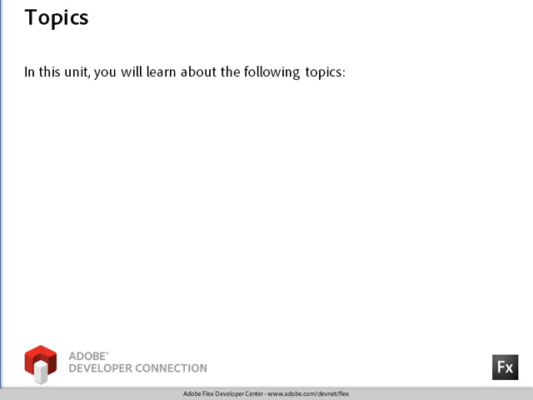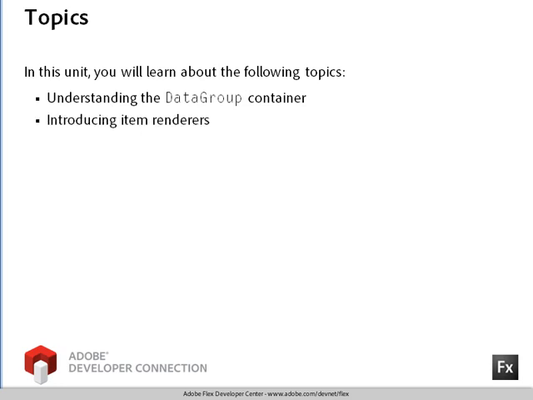On the first day of training, you learned about MX and Spark components, including the Spark containers like application, panel, and group. These containers are used to lay out and display other containers and visual controls. In this video, you will learn about the data group container, which also displays content but based on a defined set of data. You will also learn how to use two default Spark item renderers for the data group container that define a uniform repeatable display for each record in the dataset.